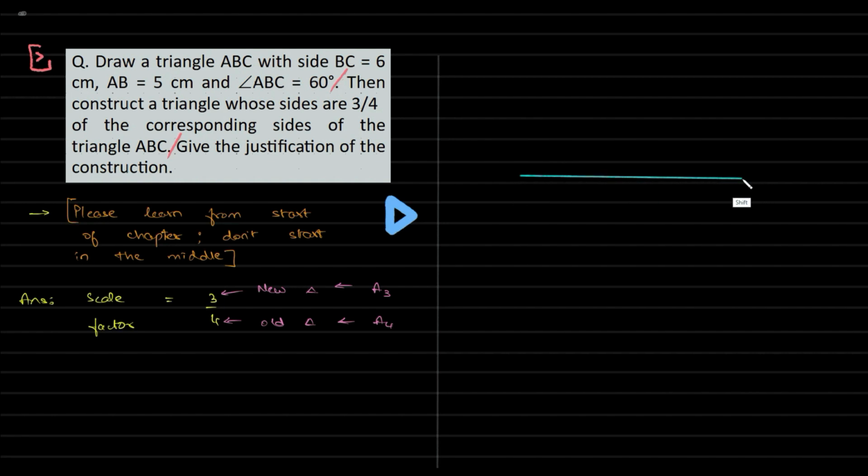So first thing is a 6 cm long length and then 60 degrees from B. So this would be your B and that would be, say, C. So draw the 60 degrees and then cut this at 5. That will give us A, and this would give us the required triangle. Now we have to replicate a triangle which is similar to this, which is 3/4 of the original triangle.